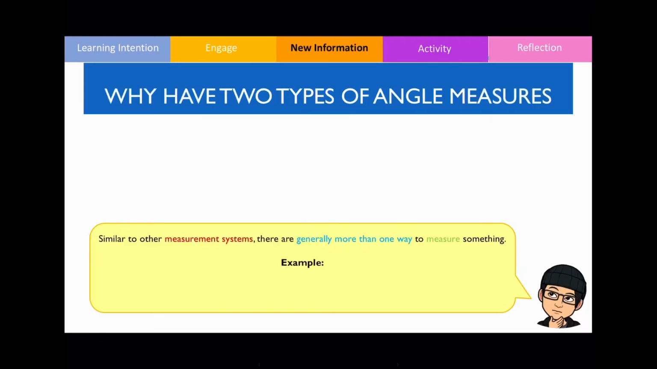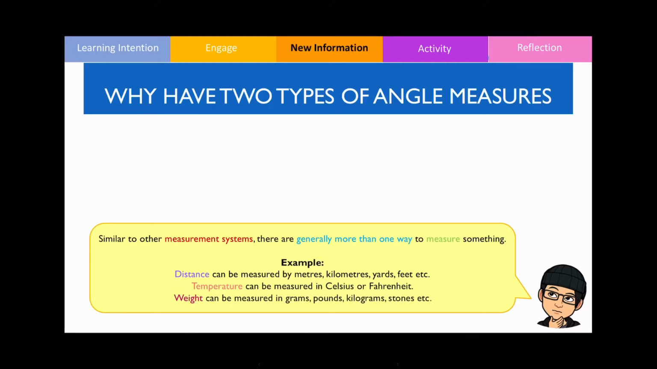Now, you're probably wondering, what is the point of having two types of angle measures? I don't really have a good answer to that, but similar to how other measurement systems work, there are generally more than one way for us to measure something. For instance, for distance, instead of measuring with meters, you could use kilometers, yards, feet, etc. If you were to measure temperature, you have the option to use Celsius or Fahrenheit. And if you were trying to measure weight, you could use grams or pounds. I think you get the idea, okay? So that's the reason why we have two different ways of measuring angles, because there will always be variations depending on where you live.